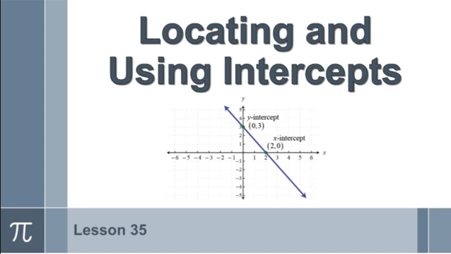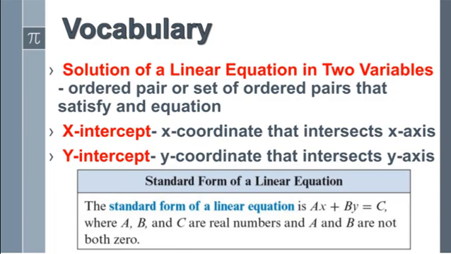Lesson 35, locating and using intercepts. First off, let's go through some vocabulary words. The solution of a linear equation, and remember a linear equation is just an equation whose line, if you were to graph it, is a straight line. So the solution of a linear equation in two variables is an ordered pair or a set of ordered pairs that satisfy an equation.